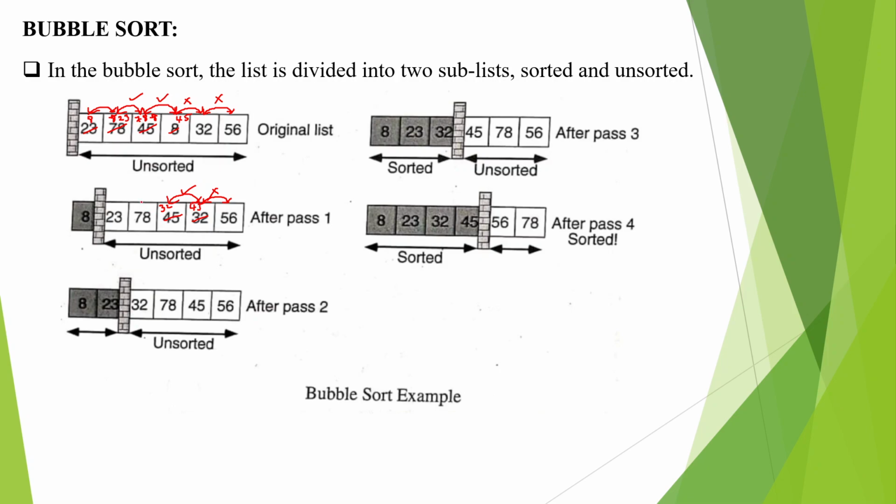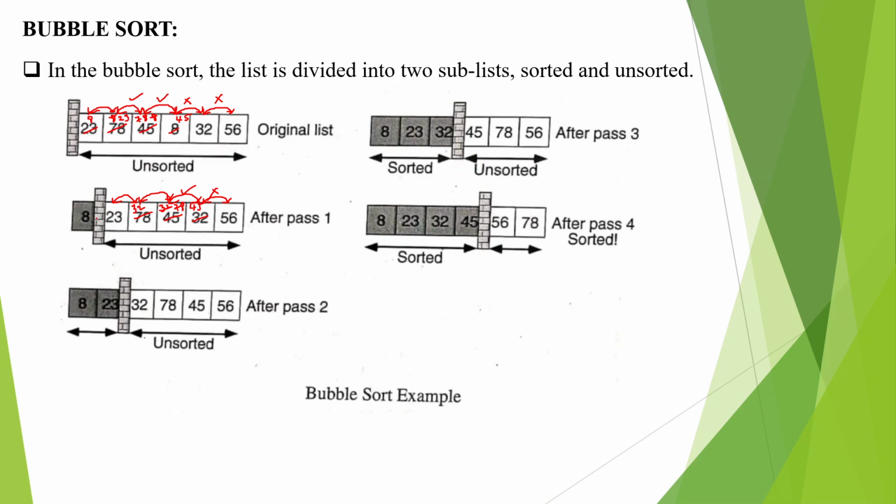Like this. Next, between these two we need to perform comparison. 78 and 32. 32 is smaller, so 32 should go here and 78 should come here. Between 23 and 32, 23 is smaller, already on the left. Don't compare any item from the sorted sublist, because it is already sorted. We don't do any comparison.